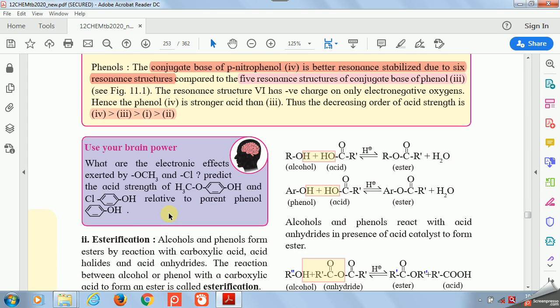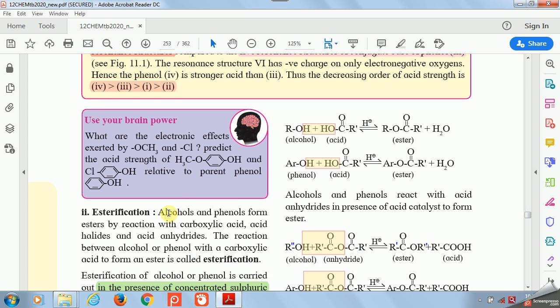What are the electronic effects exerted by -OCH3 and -Cl, and predict the acidic strength of CH3O-C6H4-OH and Cl-C6H4-OH? That means, what is the name of this compound? Identify the names, as compared to the parent phenol. So write down the name and give me the answer in your next class.